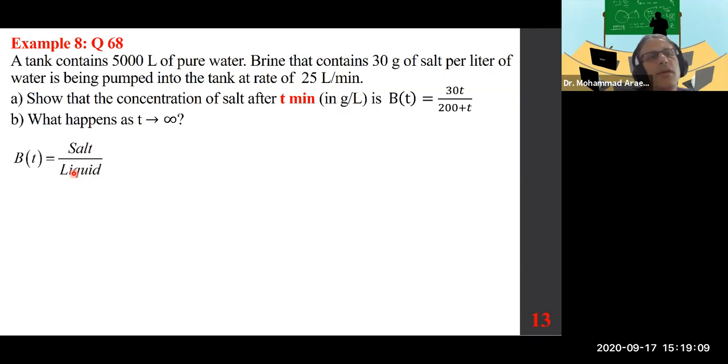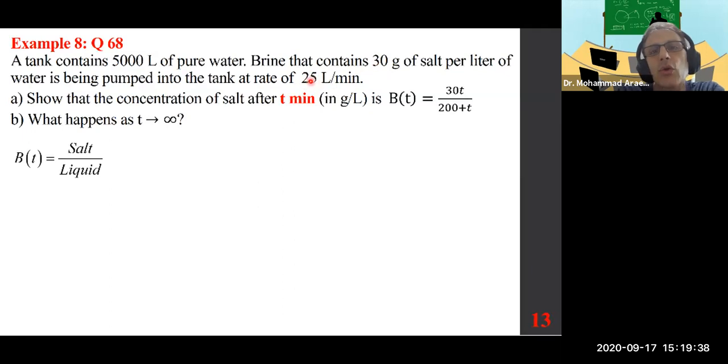First, we have 5,000 liters of pure water. That's the amount of liquid we have, nothing else. Then we are adding. What are we adding? Brine. Brine has what? 30 grams of salt per liter of water being pumped in, at a rate of what? 25 liters per minute. So just for the sake of argument, after 1 minute, we are adding 25 liters of brine, and each liter has 30 grams.